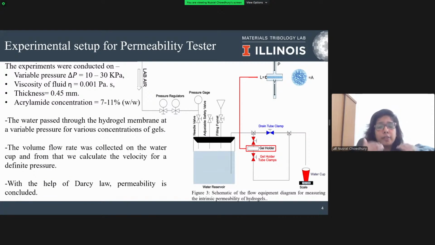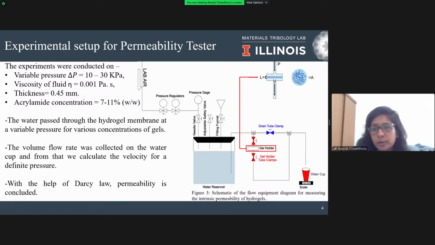For the main variables, we set the pressure varying from 10 to 30 kPa, at 5 kPa intervals, and the viscosity was 0.001 for a specific test. This one is water, and the gel thickness was 0.45 millimeter, and the acrylamide concentration of the hydrogel was varied from 7 to 11% for the varying concentration tests.